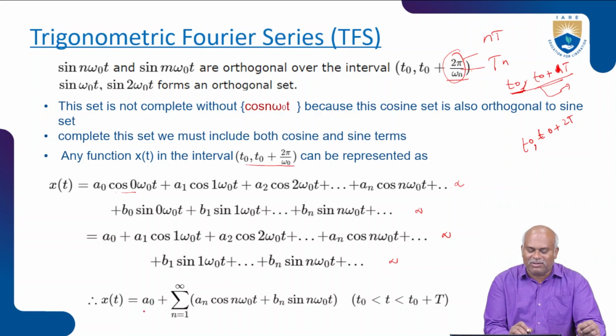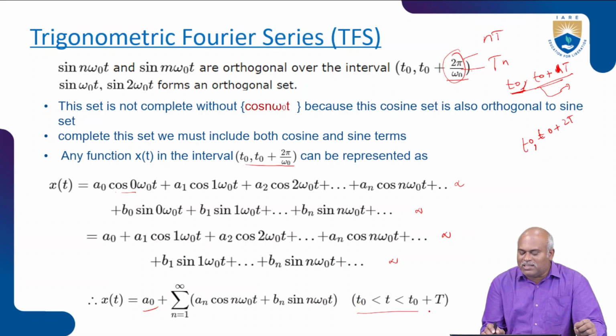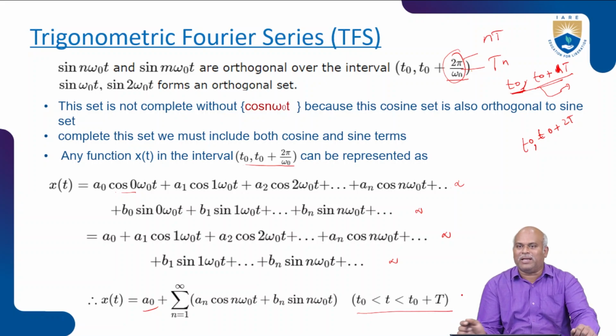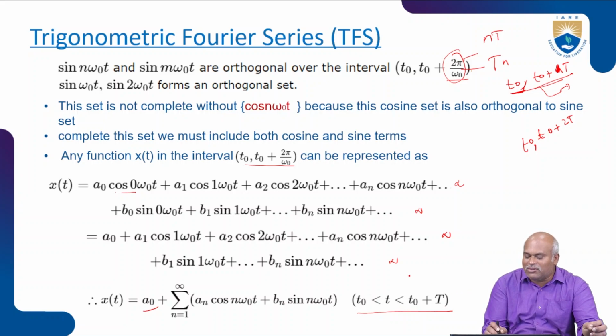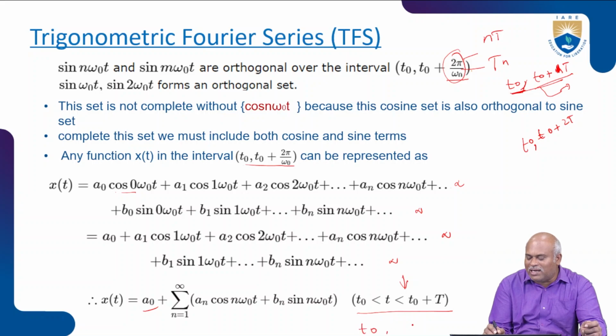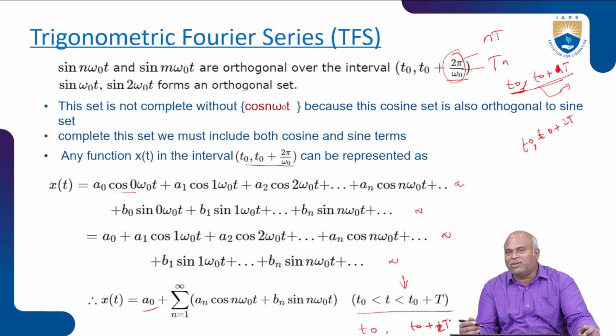Here a0 is there, so take it out. For the remaining terms, n goes to infinity in both. I write the sum from n equal to 1 to infinity of a of n cos n omega 0 t plus b of n sin n omega 0 t. Now the signal interval is T0 to T0 plus capital T. This is one period. If you need another period, it is T0 to T0 plus 1T, and for the next, you change it to 2. It continues like that.